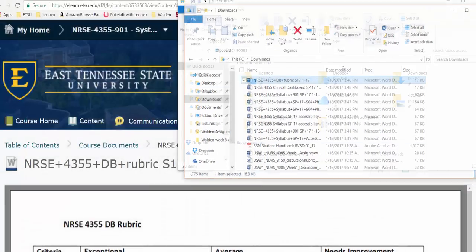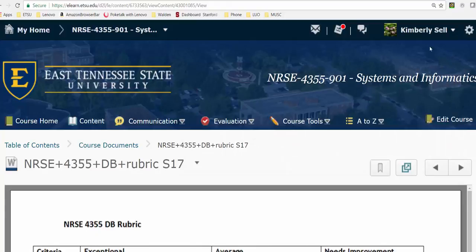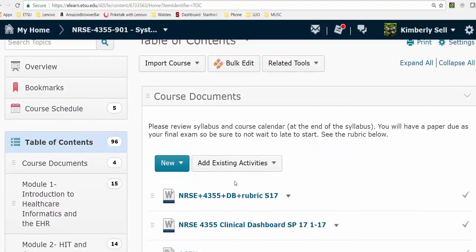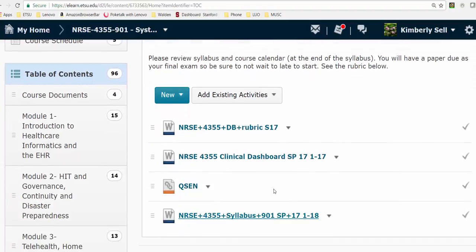Okay, I'm going to do one more thing. I just wanted to do a basic overview. Now, this may not be your actual section, but they're all set up. Each section is set up identical. And so basically what we have is the course documents. So everything I just showed you is actually right here under course documents. And I have it threaded throughout the modules as well. But if you ever can't find anything, always come back to course documents and you can find it there.